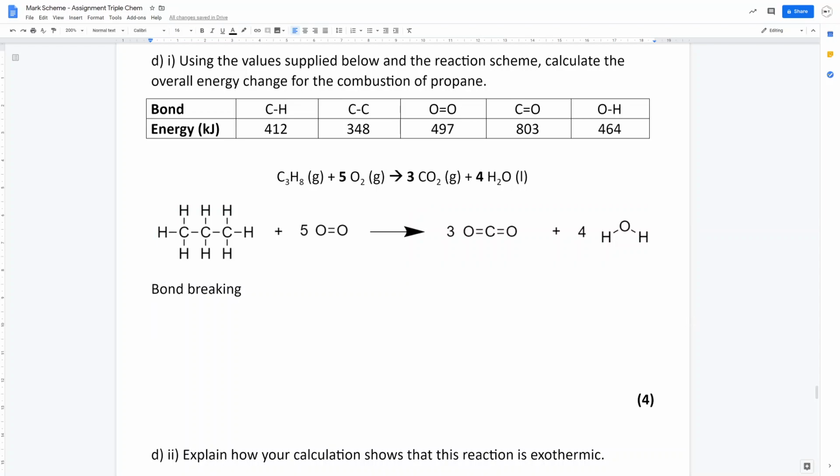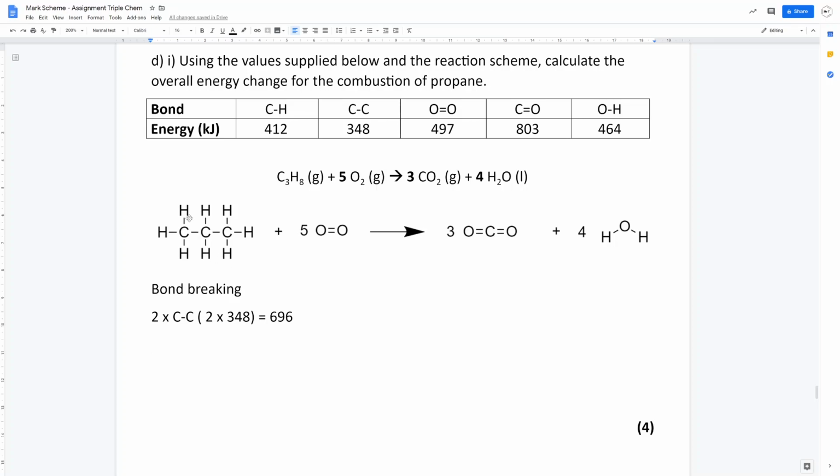So I've got to break 2 times C to C, which is the same as doing 2 times, let's have a look in our table here, 348. So 2 times 348, that's going to be 696 for that one. Okay, so I've broken those C to C bonds. Next up, I'm looking at these C-H bonds. I'm seeing 1 here, 2, 3, 4, 5, 6, 7, 8. Okay, so I've got 8 times that C to H bond, which is the same as doing 8 times C to H is there at 412.